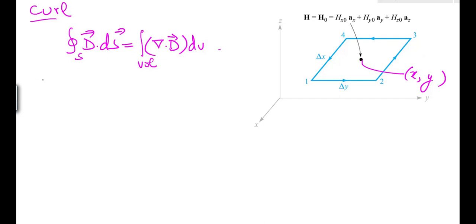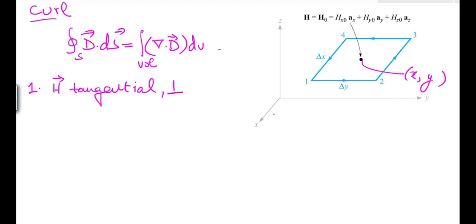Now apply the Ampere Circuit Law to this closed path. To apply this law, this closed path must satisfy two conditions which were necessary for choosing a closed path using the Ampere Circuit Law. What were those two conditions? The first one was that the magnetic field intensity must be tangential, or it must be perpendicular to the path. So the magnetic field intensity must be perpendicular, or tangential, to this path.